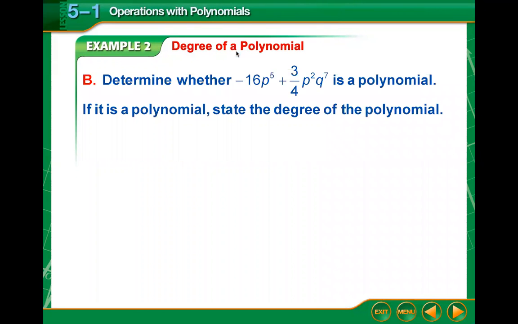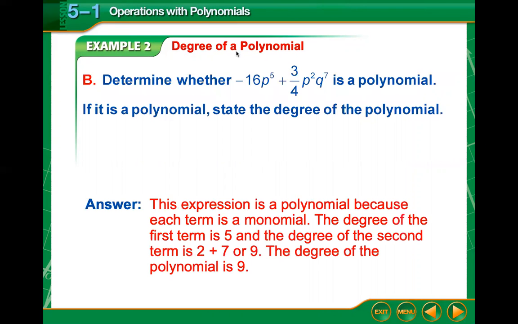Another example we have here is negative 16 p to the 5th plus 3/4 p squared q to the 7th. This one is a polynomial. And then the degree is you take the term with the highest exponent, and if you have multiple variables, you add them. So in this case, we're going to do 2 plus 7 to get 9. So this polynomial has a degree 9.